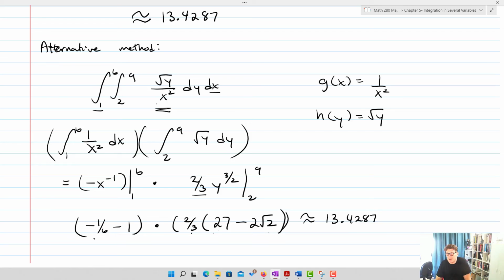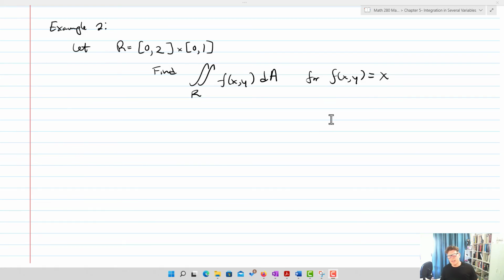One of the reasons I wanted to show you that is because we've got to start thinking about what's the most efficient way of calculating these things. In this case, I can use a theorem that I have there in order to make this an easier integration.